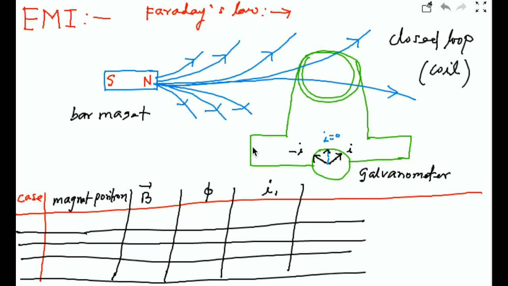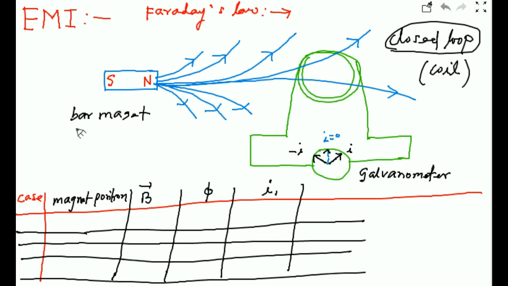Today's topic is electromagnetic induction. In electromagnetic induction, first I will discuss Faraday's law. This experiment was done 200 years ago by Faraday. For this experiment you need one coil, and the important point is that it should be closed, and the coil is connected to a galvanometer to measure the current.